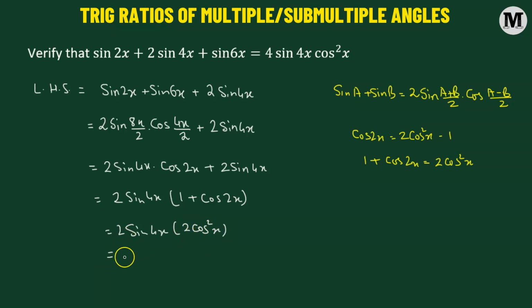Okay, so 2 times 2, that will be 4. So we have 4 times sine 4x multiplied to cosine squared x. This is equals to the right hand side. So therefore, we have successfully proved that the following equation is true.